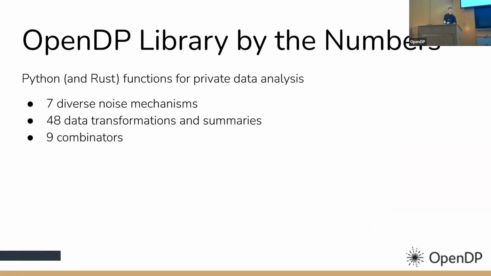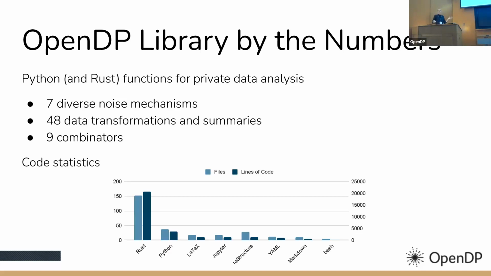So that's sort of the high level summary of OpenDP. It's our collection of functions for doing statistical analysis. Looking at it by the numbers, we're now up to 7 different flavors of noise mechanisms for use in different scenarios, almost 50 data transformations and summaries, and then 9 combinators, which are the ways that you can take those primitives and chain them together into larger computations that are sort of specific to a particular application.